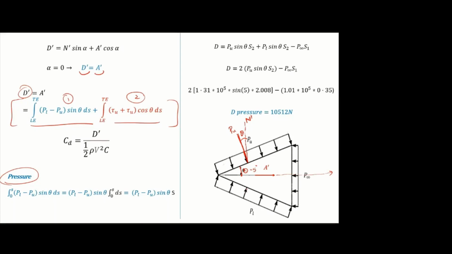Similarly, in the lower surface, this is the pressure direction. So we measure the theta. Now from here the freestream infinity is acting. It is in the same direction as A dash. So these are all the pressure distributions on the three surfaces.